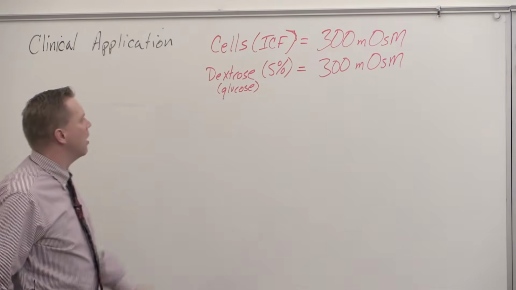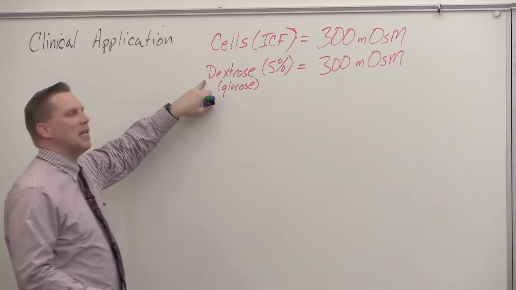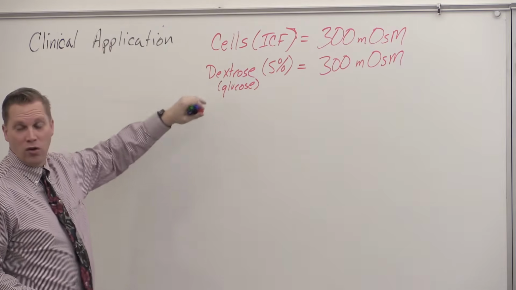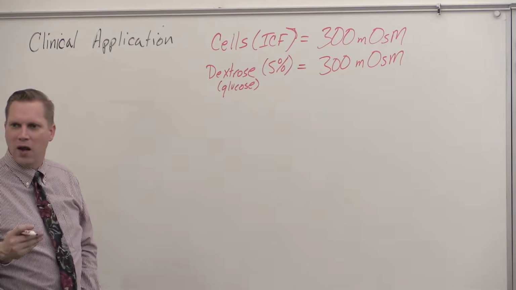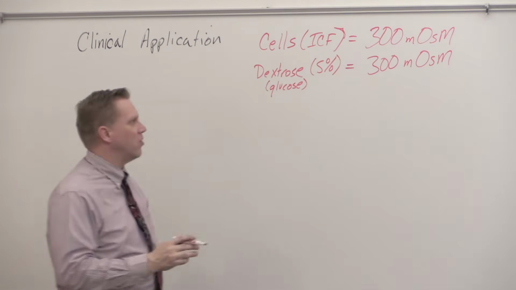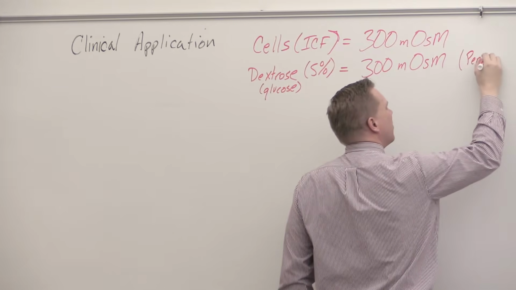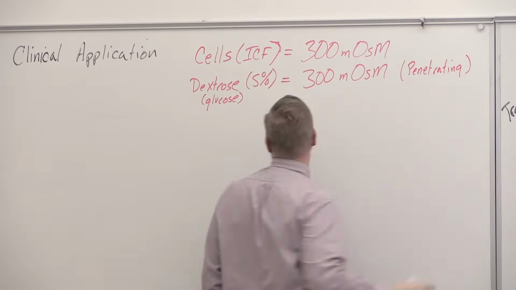milliosmolar. Now, one thing important about dextrose, if you remember way back to the beginning of this lecture today, dextrose, or glucose, is permeable to the membrane. We would call that penetrating. You may argue that it doesn't penetrate really well, but it does penetrate. So let's remind ourselves of that. And we're going to say that this is a penetrating solute.